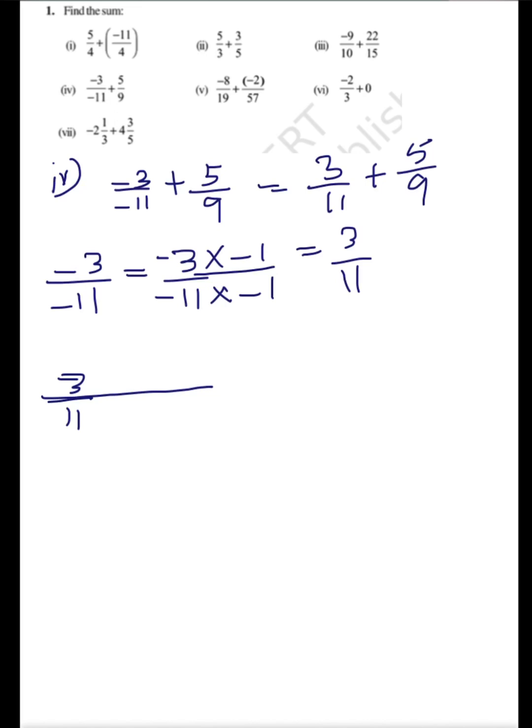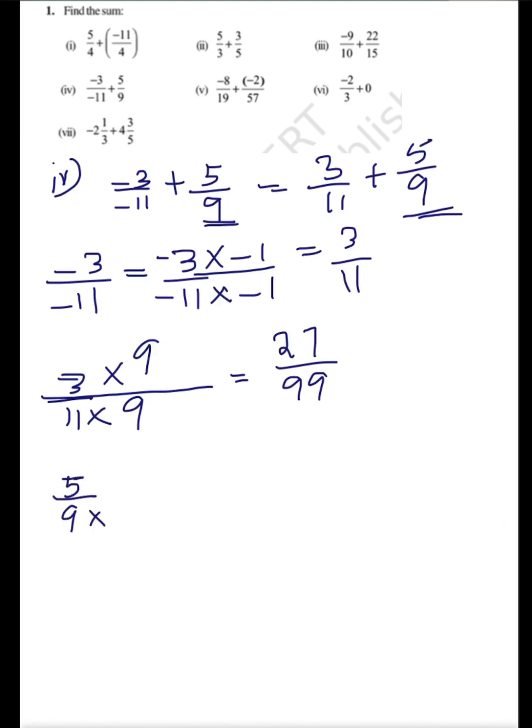For that, let's multiply both its numerator and denominator by the denominator of the second, which is 9. So you will get the answer as 3 into 9 is 27, 11 into 9 is 99. Now let's take the second one, which is 5 by 9. Again, you have to multiply both by the denominator of the first, which is 11. Now what is 5 into 11? It's 55. What is 9 into 11? It's 99. So you got the same denominators.